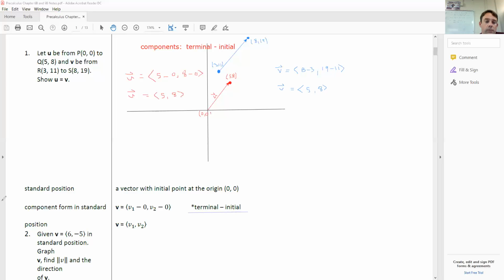So let's take this idea and apply it to another vector. We have a different vector at (6, -5). So let's take a look at where that would be, (6, -5), and we'll draw this vector.